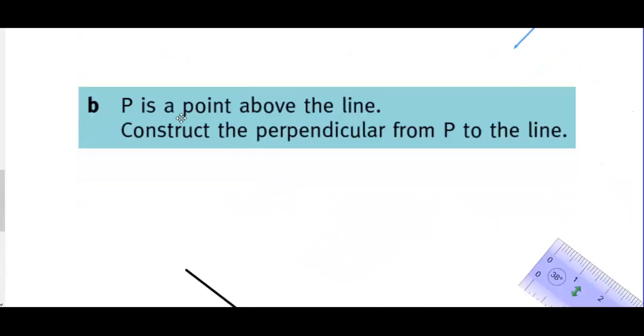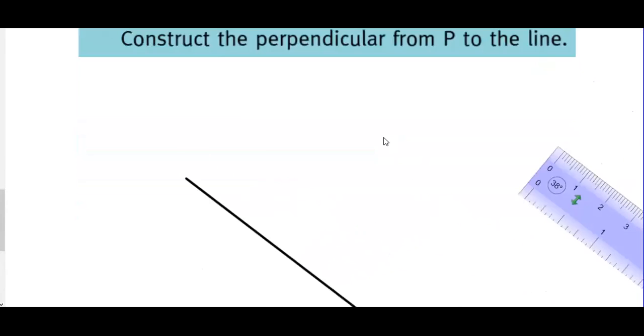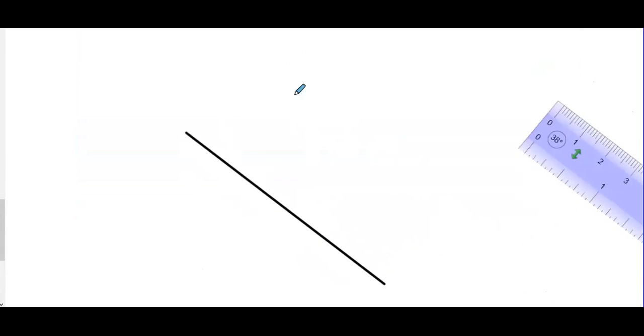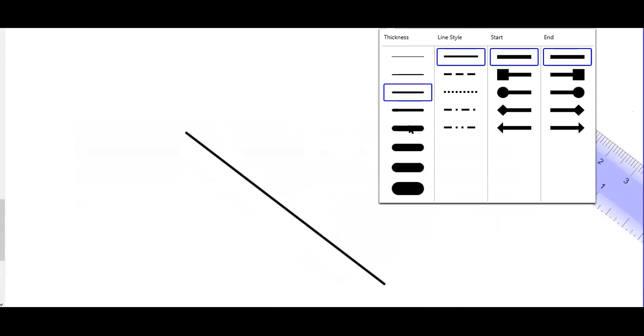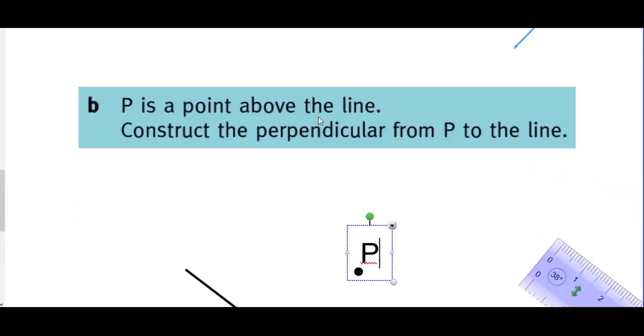Now what are they saying? They're saying P is a point above the line. So go ahead putting a point which is above the line. You can put a point somewhere here, like so. Bam, that is your point. Good. Then what we're gonna do is be careful. First, label this point as P. Why? Because they said P is a point above the line.